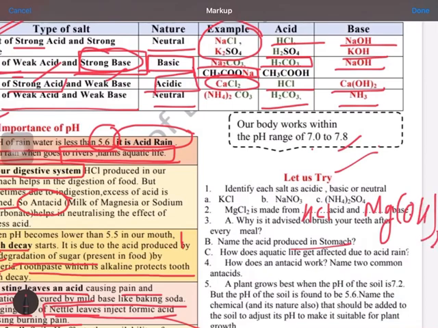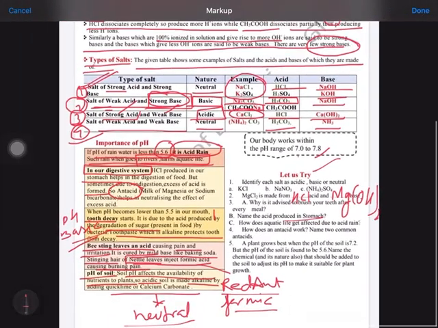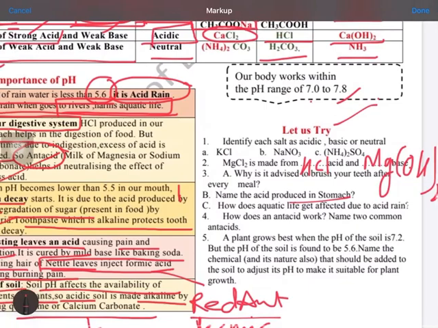Next is, why is it advised to brush your teeth after every meal? I have given you the answer in this part also, because the nature of our mouth is basic in nature. So whenever after taking a meal, the sugar present in the food is degraded by the bacteria, which will result in teeth decay. So that's why it is advised to brush teeth after every meal. Which acid is produced in the stomach? It is HCl, hydrochloric acid, which is produced in the stomach.